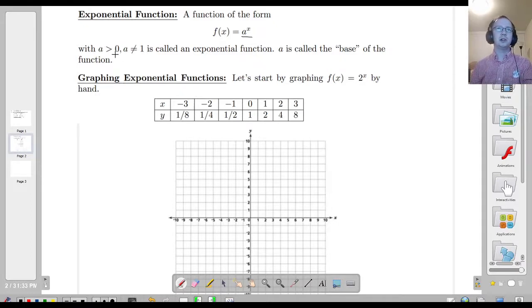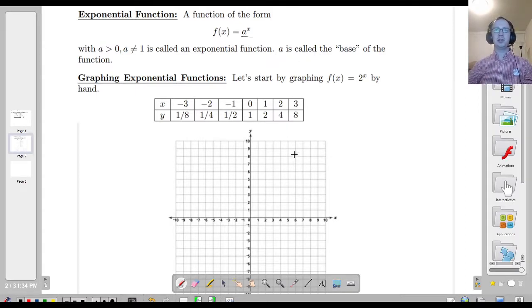Now there's a couple caveats. We want to make sure that that number is positive, so we don't want something weird like -3 to the x. And we also want to make sure that that number is not 1, because that would not be very interesting. 1 to the x, well, 1 raised to any power is just 1, so that's not very exciting. So the number that we have in the bottom, say it's 2 to the x or 5 to the x, that number on the bottom is called the base. So anytime we refer to the base of an exponential function, that's just that number a.